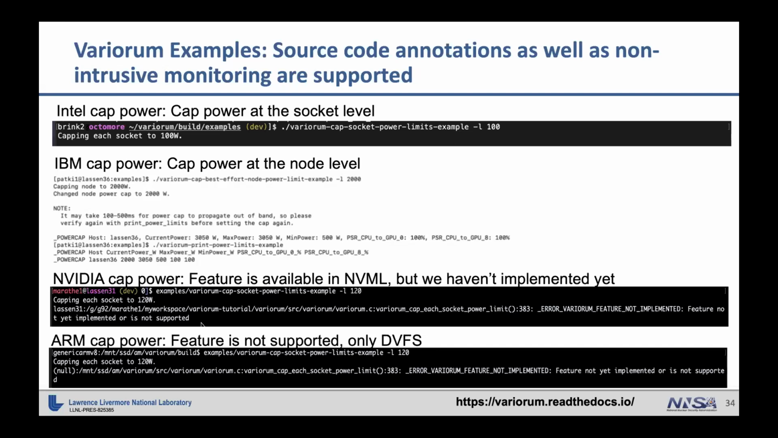But for NVIDIA, when you do get this error message, this means that the feature does exist in NVML. We just haven't had a chance to implement this capability. This is a limitation of having the necessary privileges to actually set a power limit so we can test on our systems. And on ARM, this feature is actually not supported. So you're not able to set the power cap at the socket level. You're only able to do DVFS under the hood.